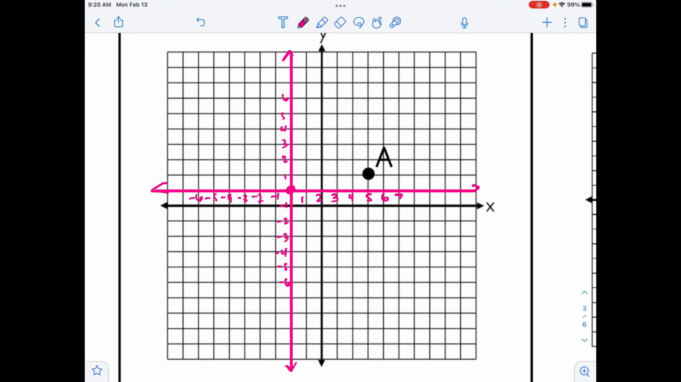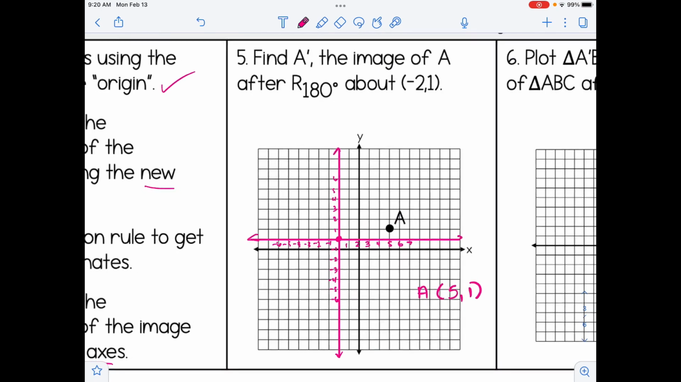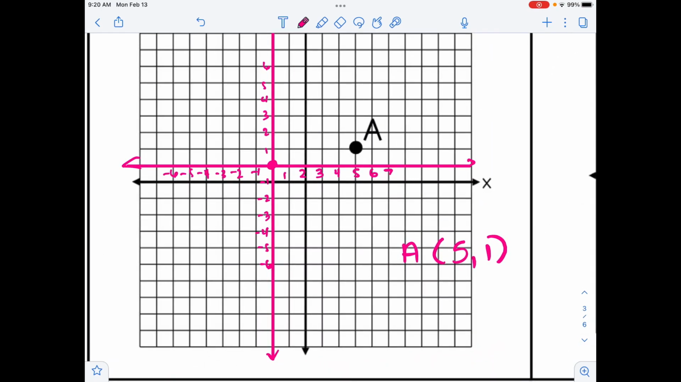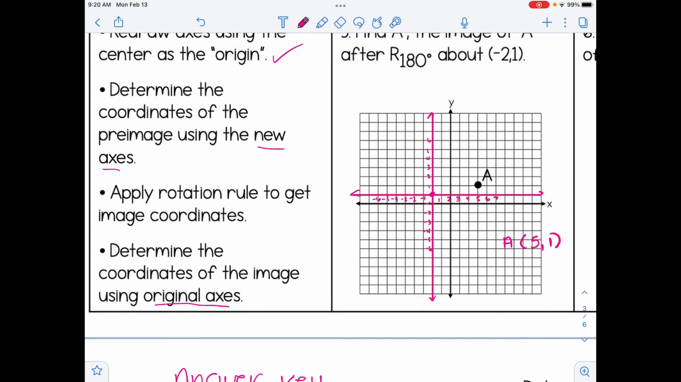Okay. So when I look at my new axes, the point A actually looks like it's 5, 1, right? We know that it's not, if you look at your original axes, but it looks like 5, 1. And that's what our second step said to do. Determine the coordinates of the pre-image using the new axes. So step 2 is done. Step 3, apply the rotation rule to get the image coordinates.